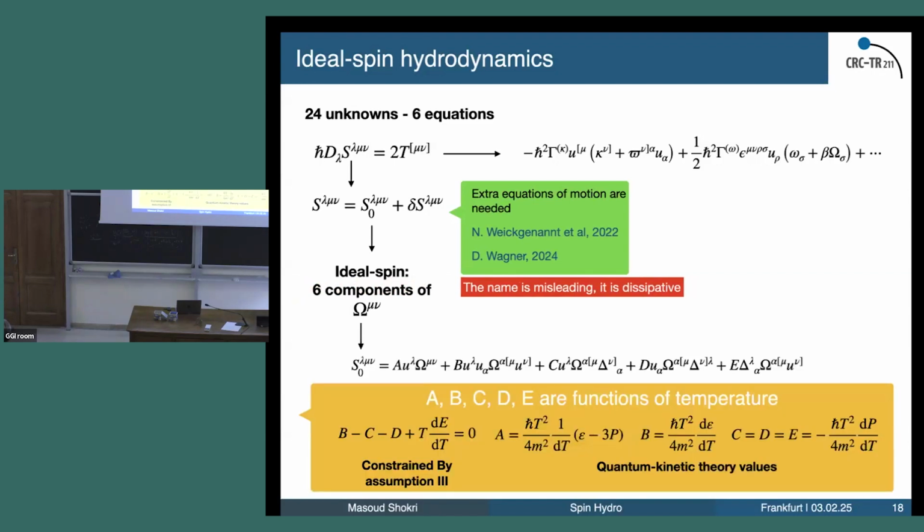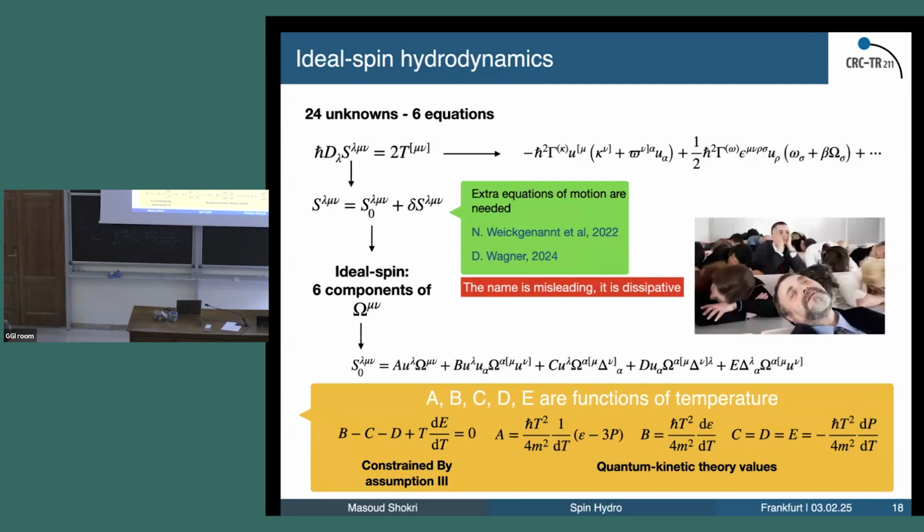Okay. So again, using symmetry arguments, you can write this as this. A, B, C, D, E are just some coefficients, which are functions of the fluid variables. And it turns out that if you want this to be conserved by itself in global equilibrium, A and 2E are not independent, and you have to satisfy this equation. And nicely, this condition is satisfied by quantum kinetic theory transport coefficients.